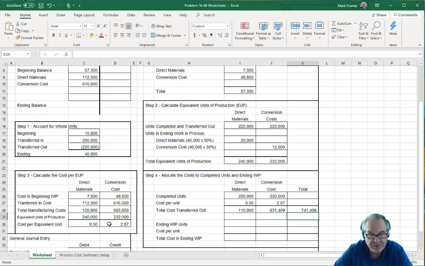I can prove my number by doing the same thing for materials that are still sitting in work in process at the end.